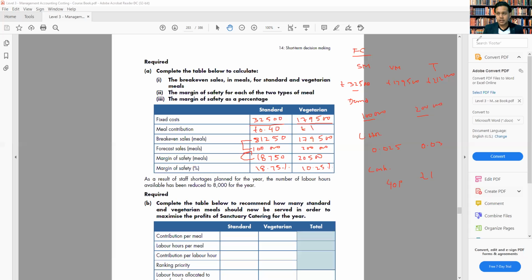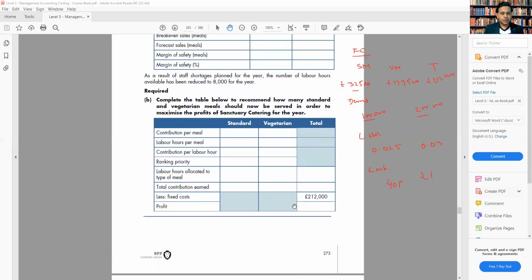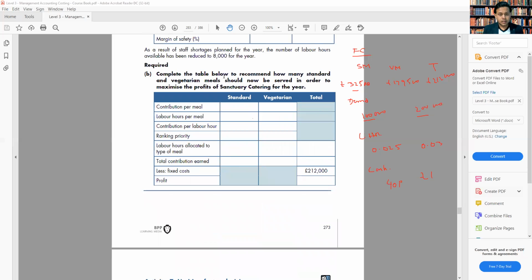All right, so let's move on to our next one. Let's have a look. What is the next one we have? The next one we have, complete the table. Let's read a little bit of information at the top. It said, as a result of a staff shortage planned for the year, the number of labor hours available has been reduced to 8,000. So that means we have only 8,000 labor hours available.